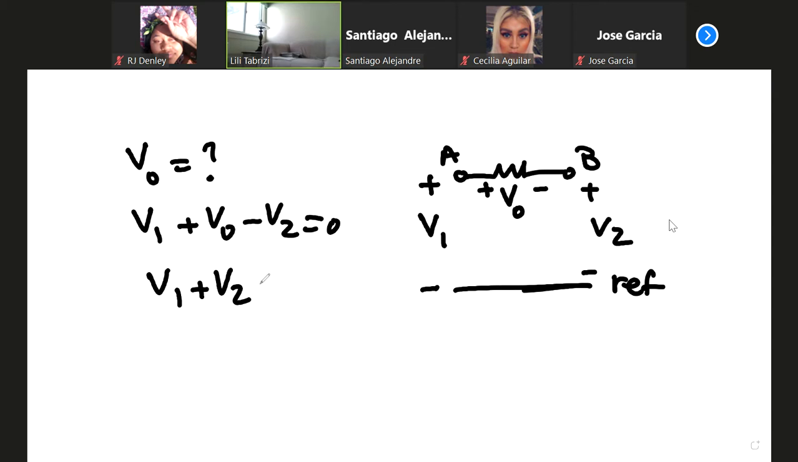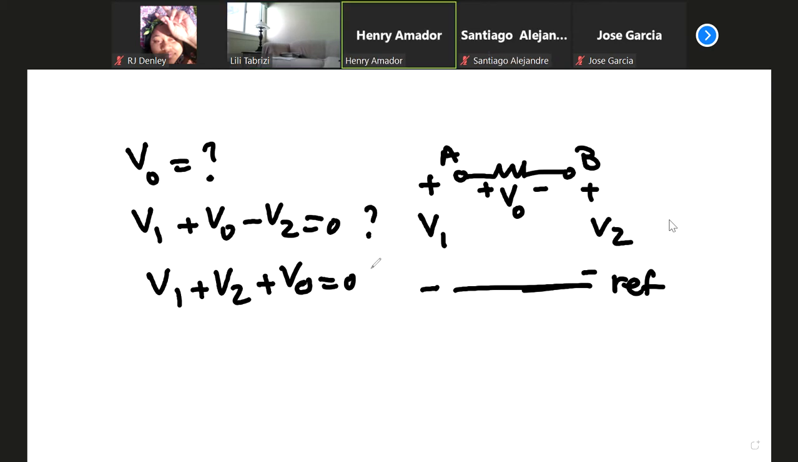We just had exam 1. This is just a KVL for this loop. Okay, what is V0? Where should I put V0? Plus V0. Oh my God. Amador? Yes. Henry, do you agree with any of them?